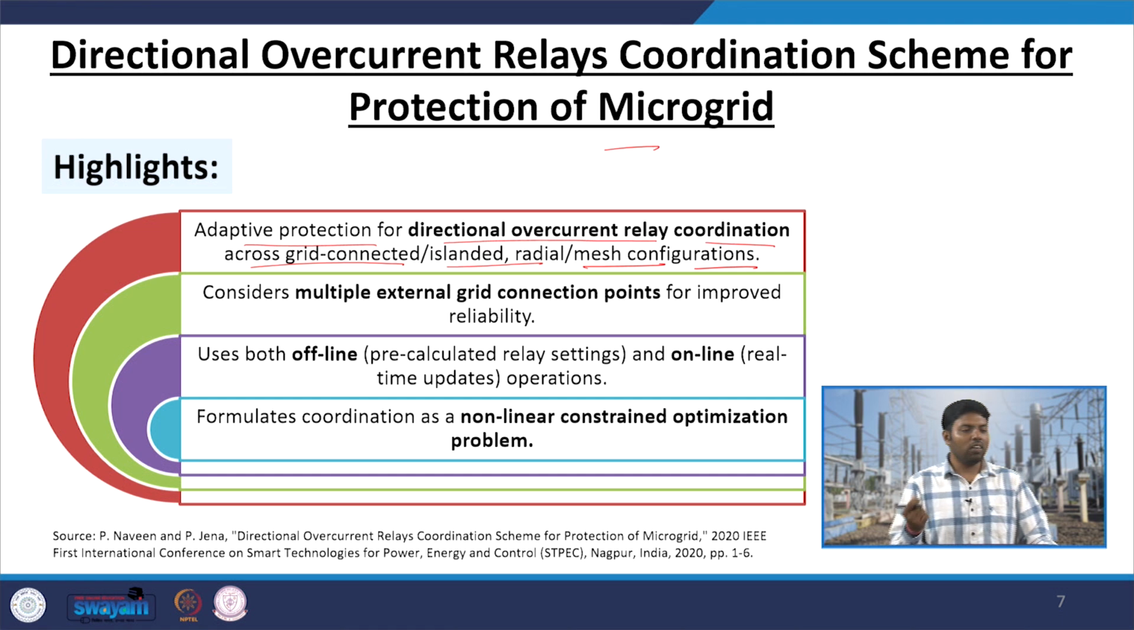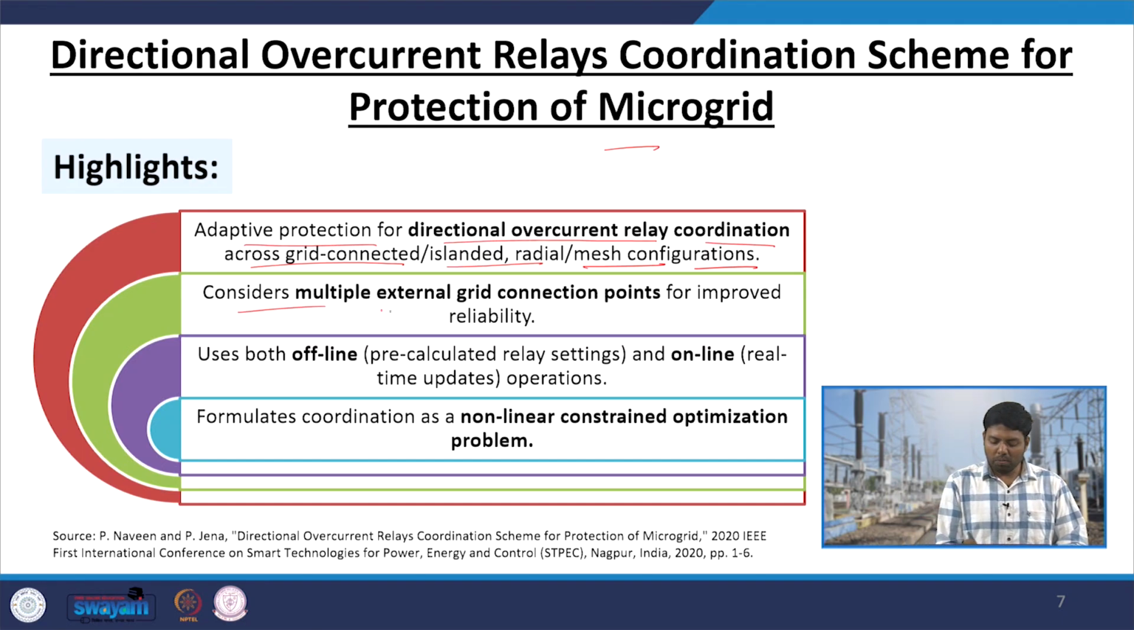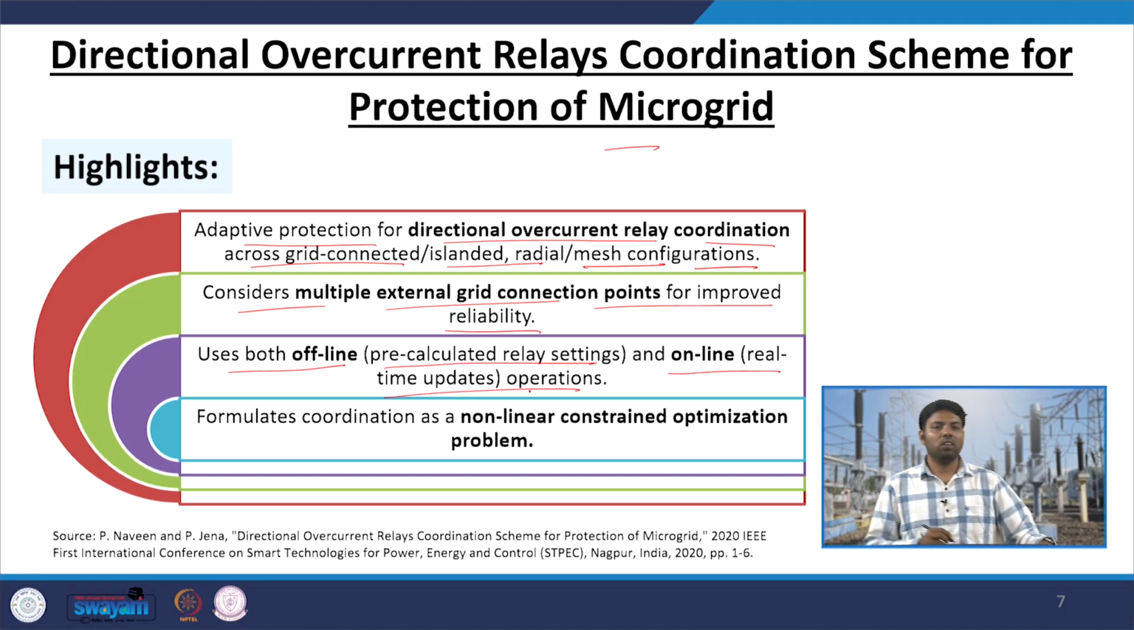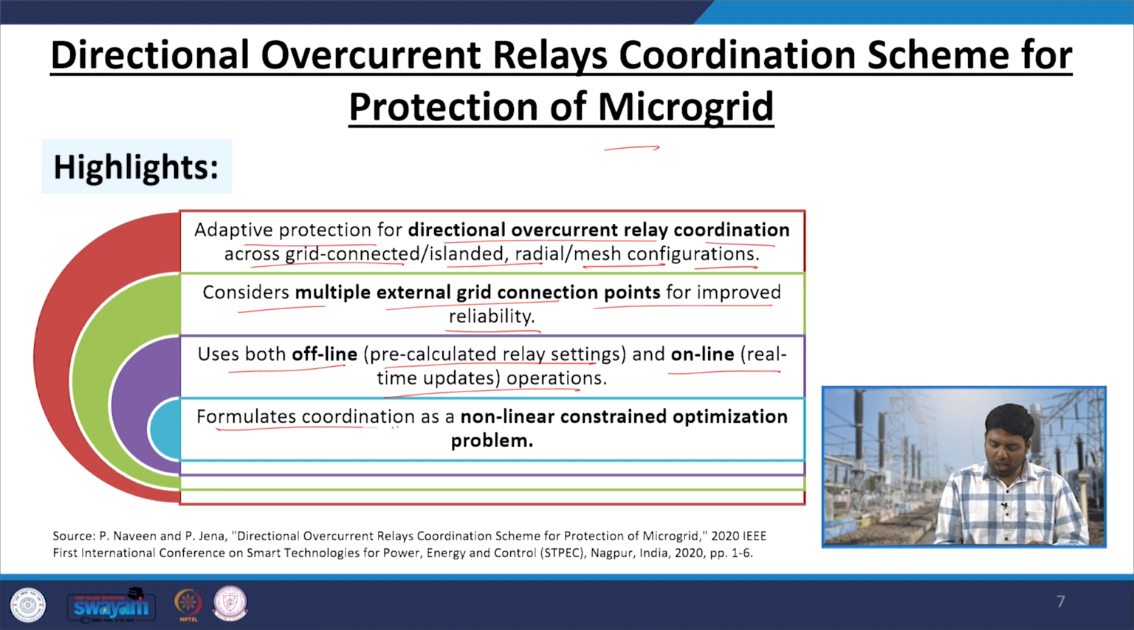So, your relay setting should be adaptive or robust enough that it can take this entire situation into consideration when it goes for fault detection and classification, as well as relay coordination. It considers multiple external grid connection points for improved reliability. It uses both offline pre-calculated relay settings and online real-time updates of the operation for the relay coordination problem. It formulates the coordination problem as a nonlinear constraint optimization problem.